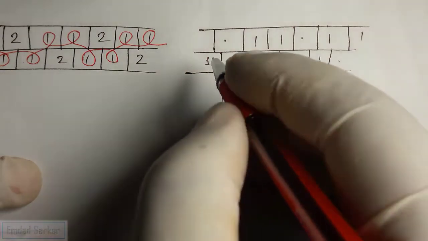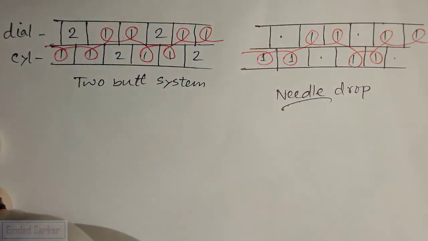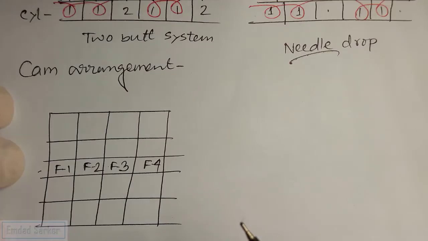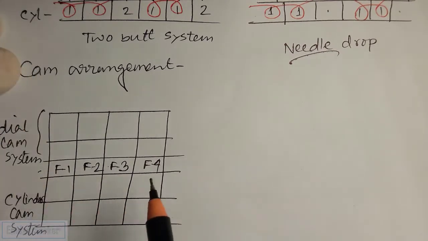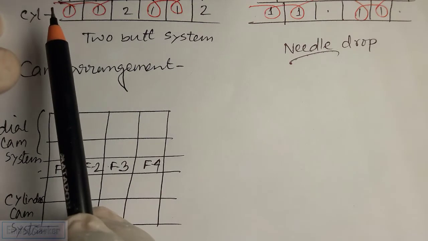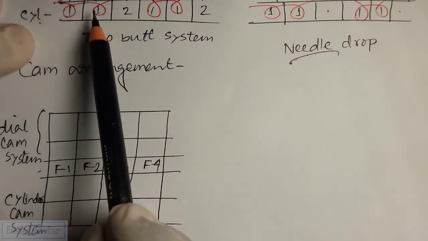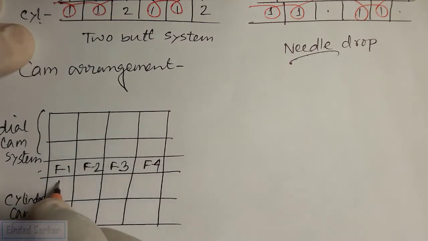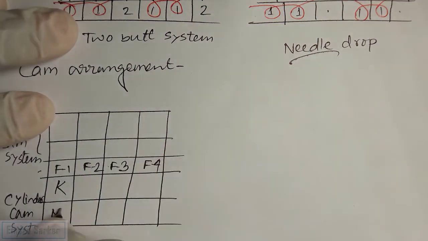If we try to draw the course, in the case of the 2 butt system, the cam arrangement has 4 feeders, these are the cylinder cam system and dial cam system. In the case of the first course, and every course is similar here, there are no differences between these 4 feeder cam systems. In the case of cylinder needles, only needle butt position 1 is active, so there will be a knit cam, and butt 2 needles are inactive, so there will be a miss cam.